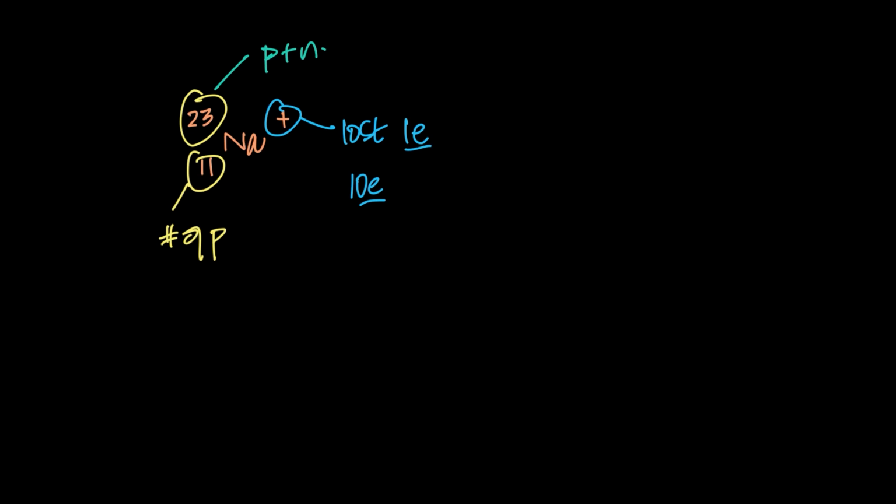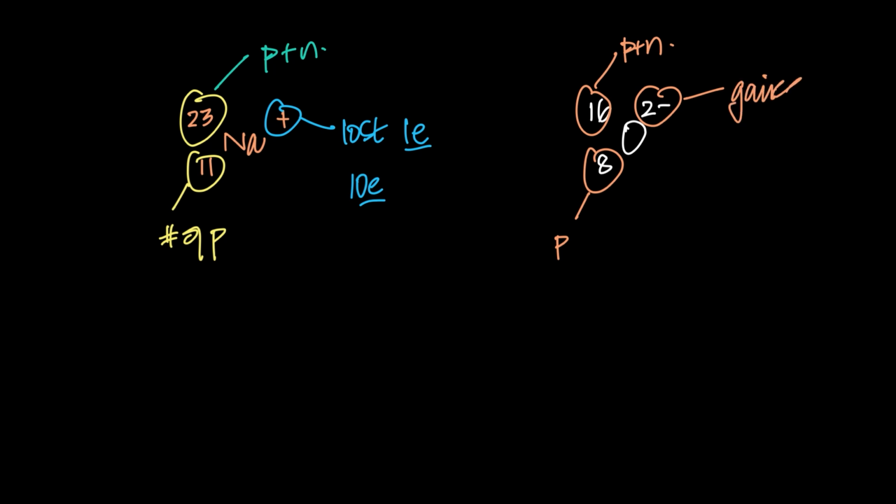If I take a non-metal like oxygen, its anion will be O2-, and its symbol will be 8 and 16. I'm sure you've seen this before. 8 stands for the number of protons, 16 is protons plus neutrons, and the reason why it's 2- is because it has gained 2 electrons, which means it has 10 electrons now. So that's what we have in terms of symbols for particles. You've probably seen this in O-levels and IGCSE.